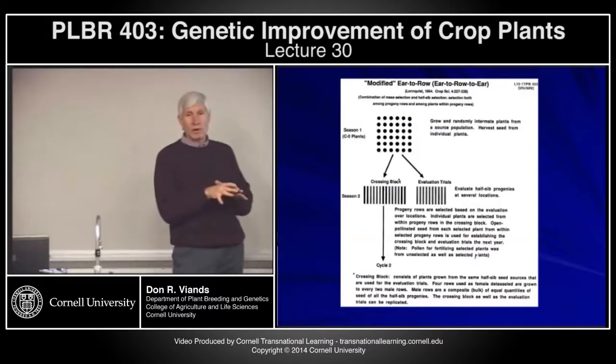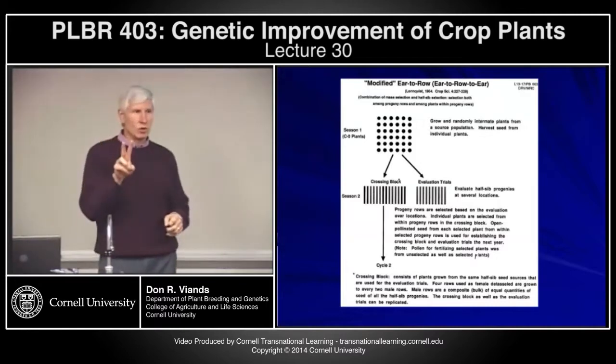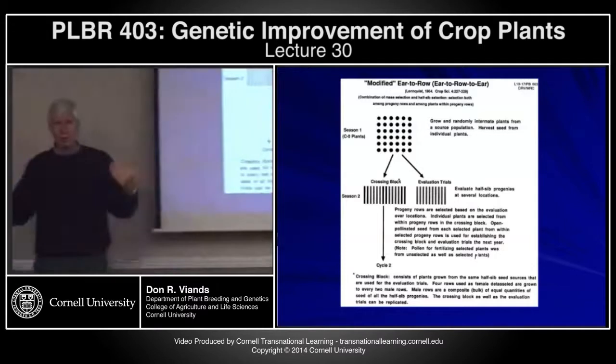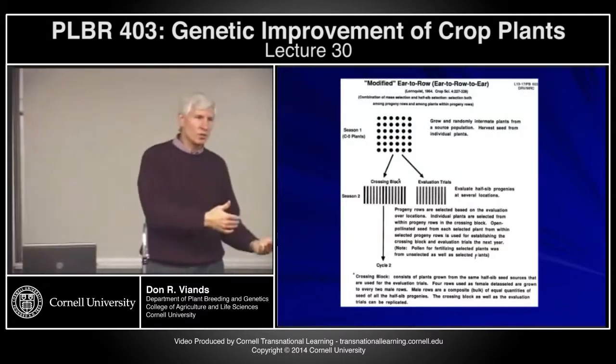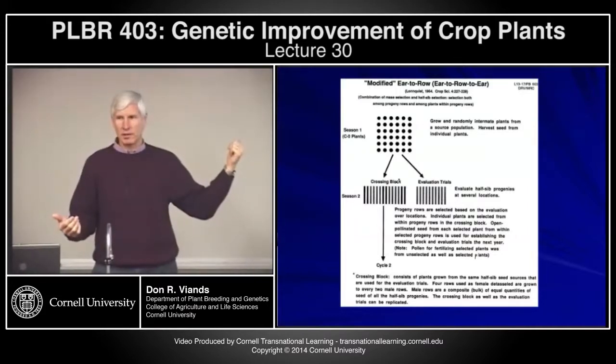But it's taking you twice as long to accomplish because now you have 2 seasons that you have to do at your home base. Both the evaluation trial and the crossing block you do in New York State if this is where you're doing the breeding. And so it's going to take you 2 years to accomplish in contrast to 1 year as this scheme is presented up here.